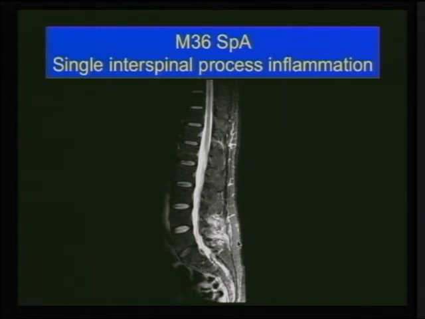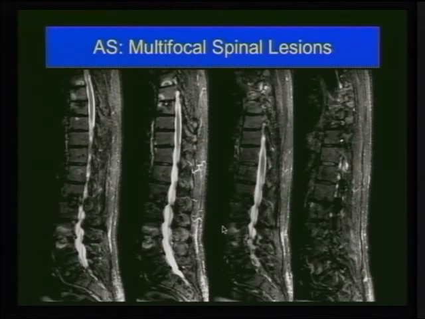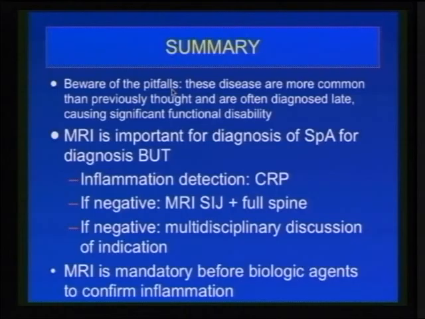So that is the area which we should search for. But if you see an element of enthesitis at the site of insertion of the interspinous ligament, this is the area which is really important for you to diagnose spondyloarthritis. This patient has both the anterior element and the posterior element's involvement, and you can see them there. So this is the spinal involvement in a case of spondyloarthritis. You can see even higher up dorsal spine involvement.